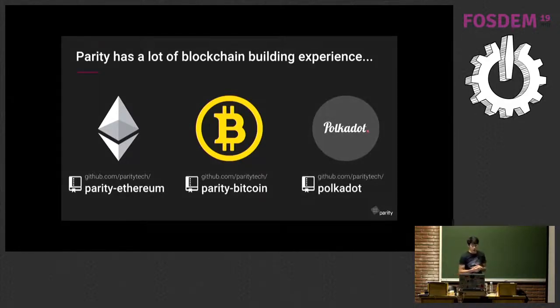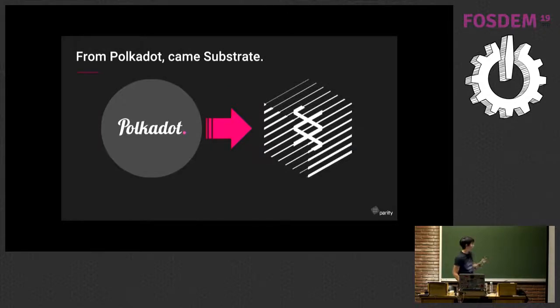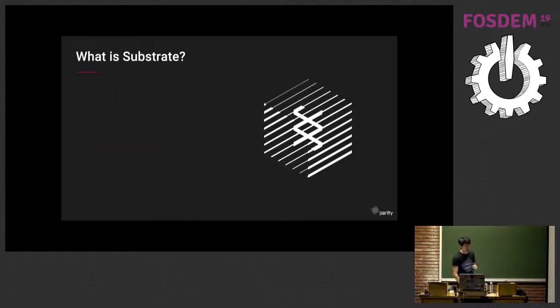Polkadot is a next-generation multi-chain protocol, at the center of which is a relay chain, which we're building the client for. And it was through the development of the Polkadot relay chain that we realized, hey, we've done this a lot. We've built all the different pieces of a blockchain. What can we do to generalize and make our lives simpler the next time we build another blockchain? And really, from Polkadot came Substrate. And so what is Substrate?